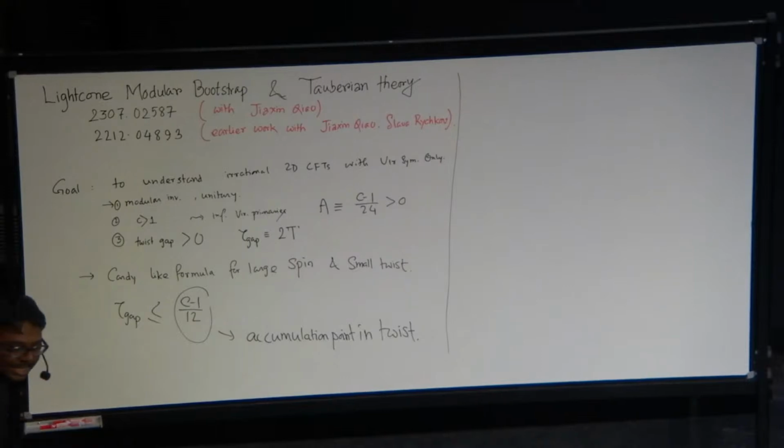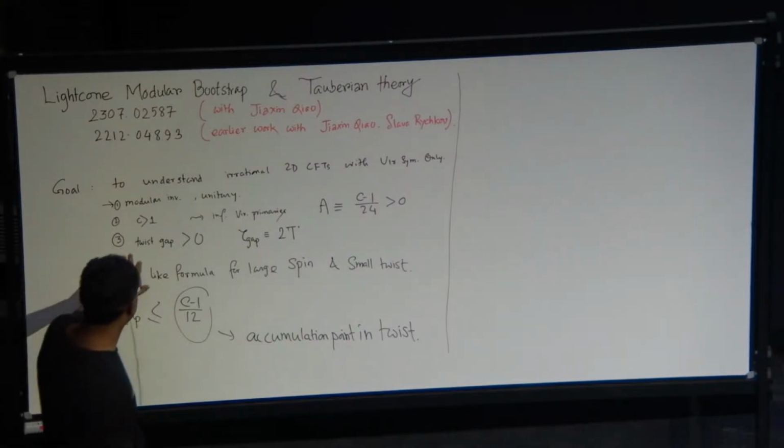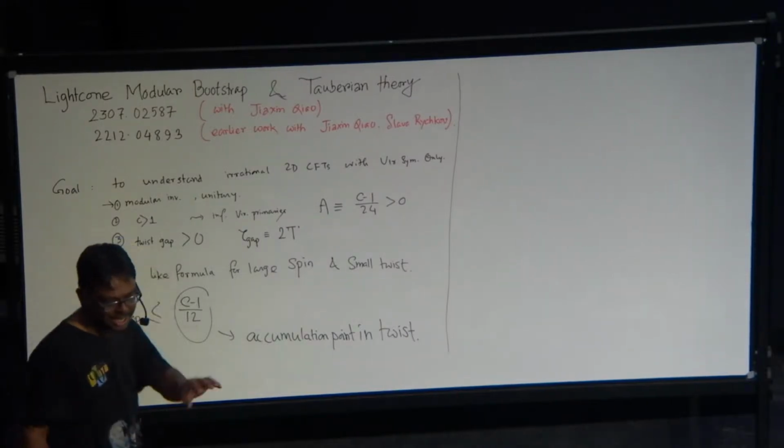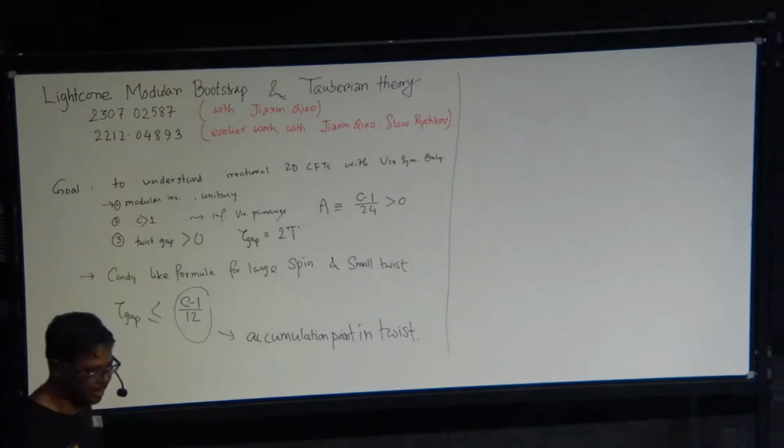So you are excluding the identity, or this is above the identity? Oh, this is above the identity. Identity is there, and then there is a gap.